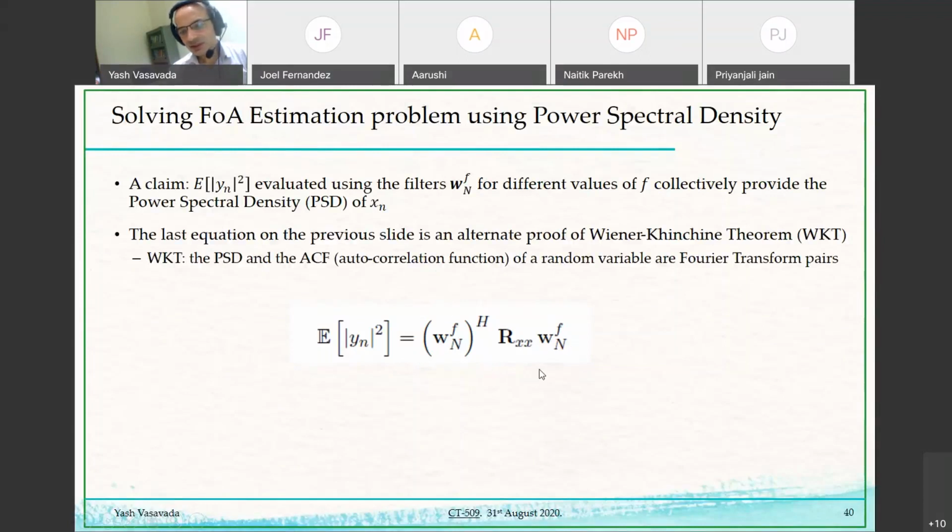This simple looking equation, if you spell out the individual terms and try to correlate that, you get that multi-line proof of the Wiener-Khinchin theorem that Professor Baumann has written. The only exception is that capital N will have to be made infinity.